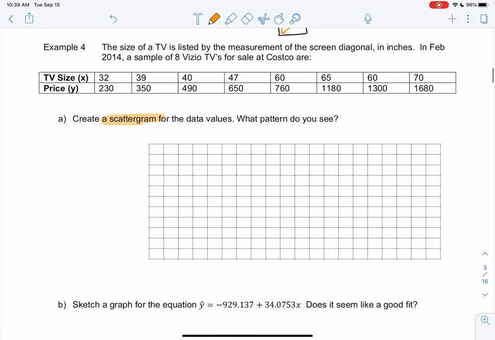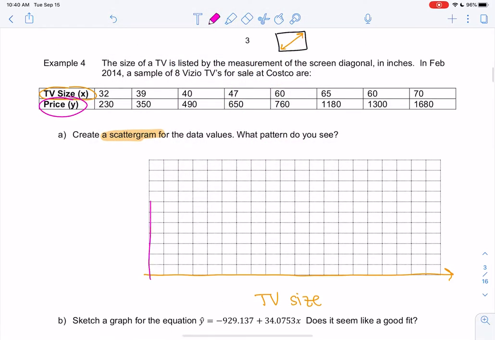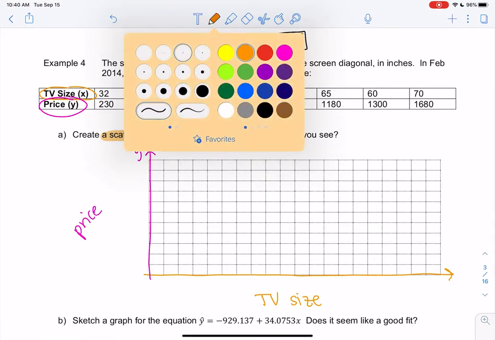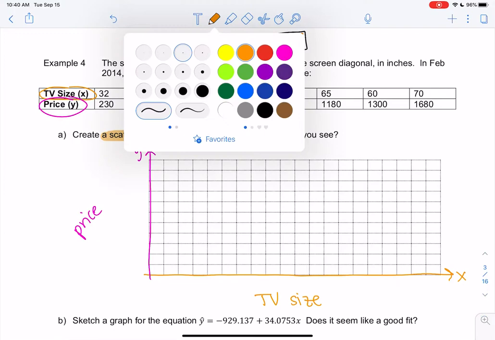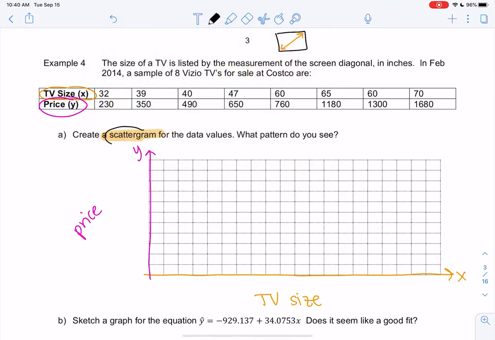So X will be TV size, so that means X goes horizontal. So TV size will go this way. We'll think of a scale in a second. We're not graphing a line yet. And then price is Y, so price goes up and down. And notice I am labeling words. We need words on our graphs so that when someone looks at this, they know what the numbers represent. And so a scattergram is plotting points, not drawing a line. So a scattergram is a graph with plotted points.